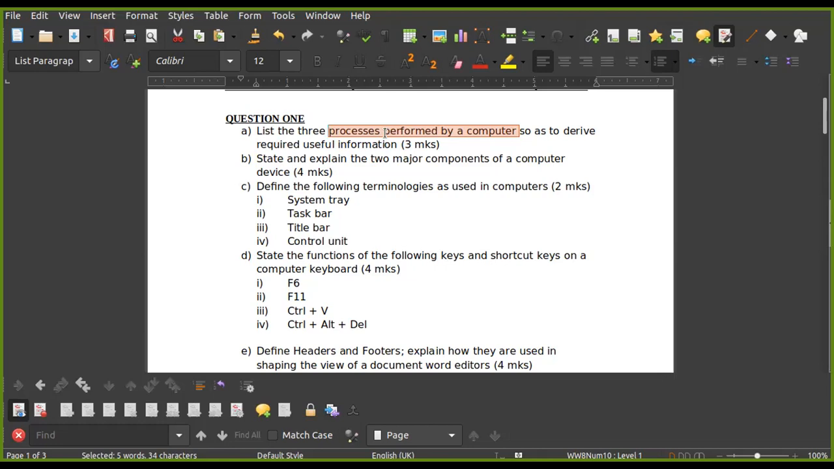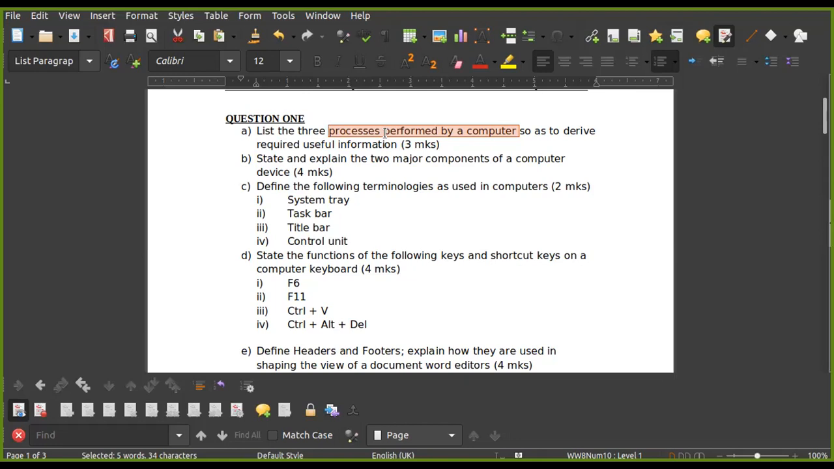Taskbar, title bar, this one should be easy for you to identify. Control unit, here we're talking about the operating system. And you know, majorly we have the control unit, arithmetic logic unit, main memory, what else? Input and output, secondary memory. So you should be able to explain all those compartments or components.